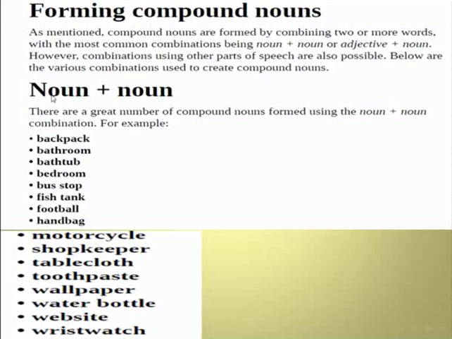Now examples for compound nouns. Noun plus noun. There are a great number of compound nouns formed using noun plus noun. Examples: backpack, bathroom, bathtub, bedroom, bus stop, fish tank, football, handbag, motorcycle, shopkeeper, tablecloth, toothpaste, wallpaper, water bottle, website, wristwatch. These are noun plus noun.